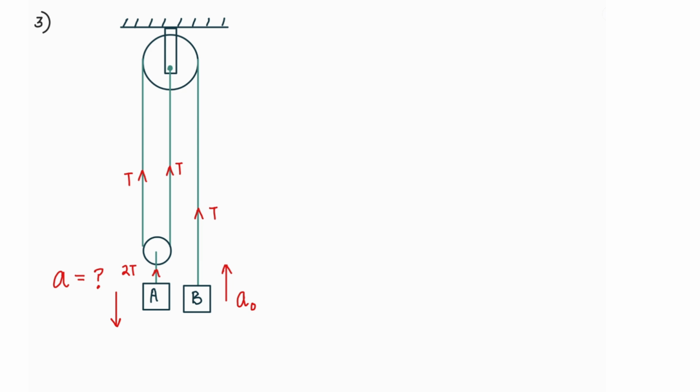Now if we write an equation establishing a relation between them, then we can say that the dot product of T and A naught, in the same direction, so we are taking a positive sign, and 2T and AA in the opposite direction, so we can say 2T into AA, and this entire thing is equal to 0. So from here we can say that acceleration AA is equal to A naught by 2.